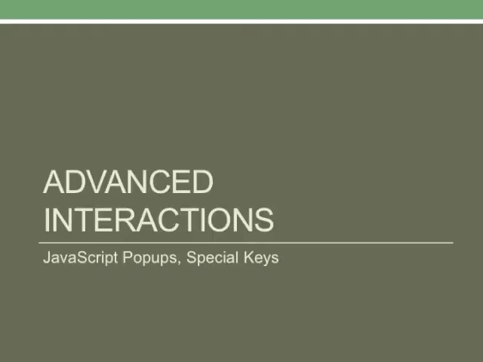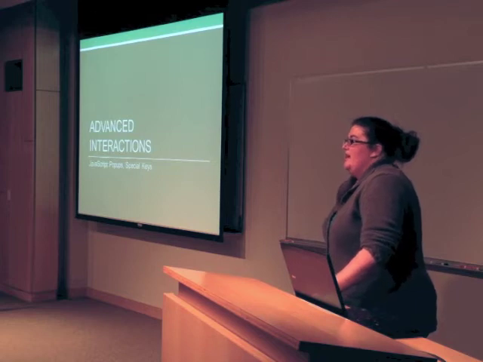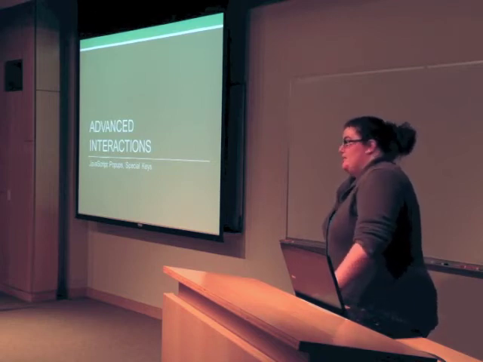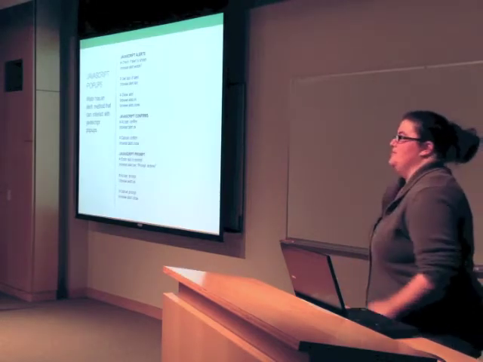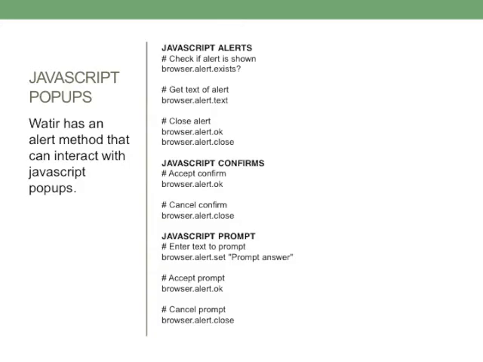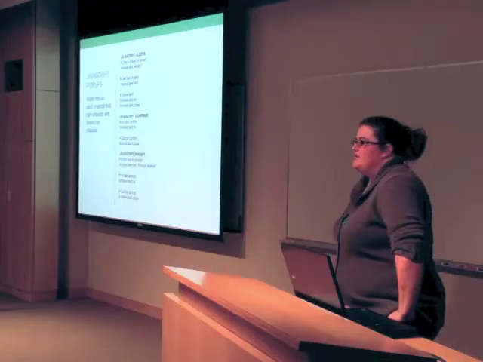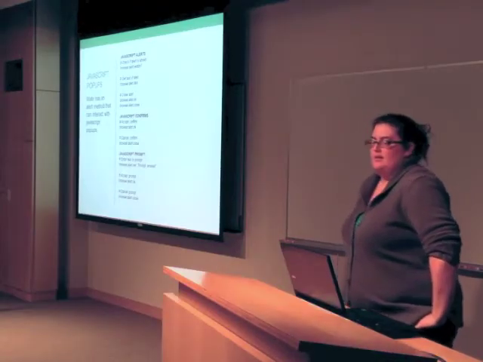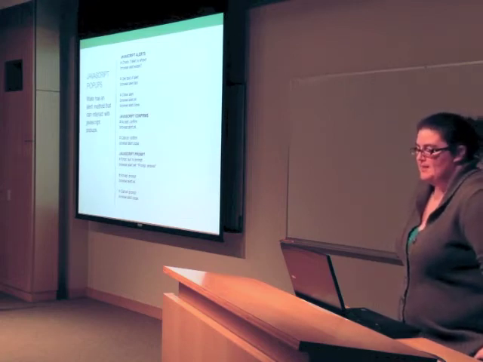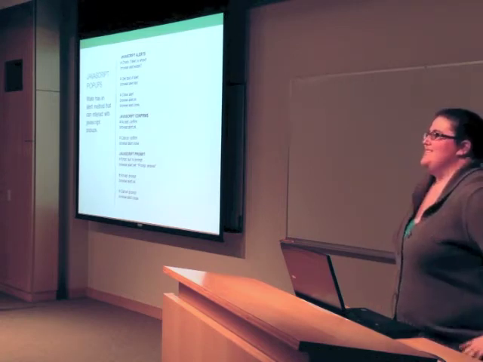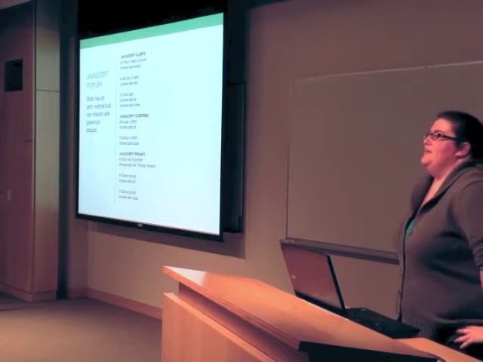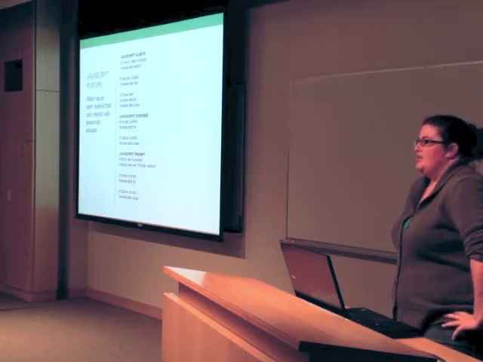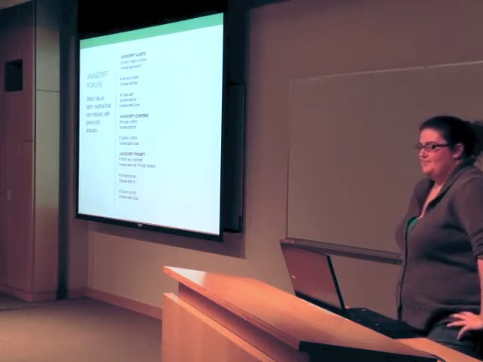Some advanced interactions which you usually run across testing your browsers. The two I'm going to go over are JavaScript pop-ups and sending special keys. So, JavaScript pop-ups. Watir has an alert method that you use to interact with JavaScript pop-ups. If you want to check to see if an alert exists, you would do browser alert exists?. You can get the text of the alert by doing browser alert text.